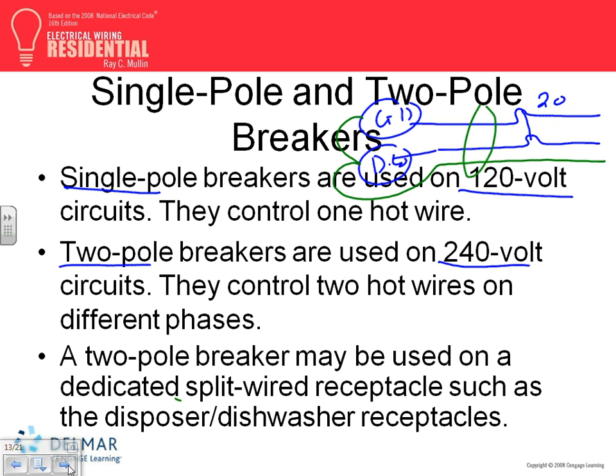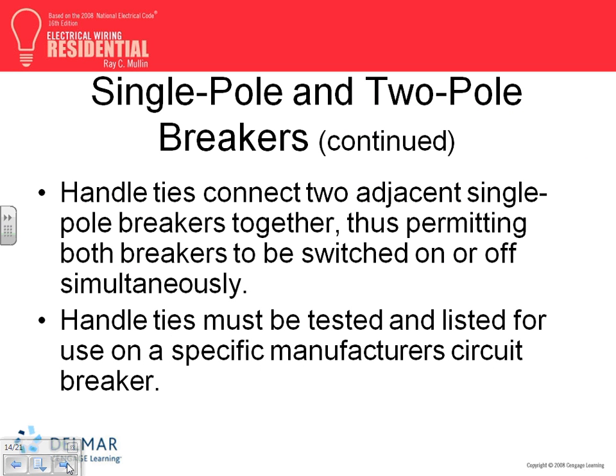This is what we call, remember the split receptacle, how we split this receptacle for the dishwasher and garbage disposal? If you are to use two single pole circuit breakers with a handle tie between them, they have to be listed and approved by the manufacturer. In the past, they used to have a hole here.